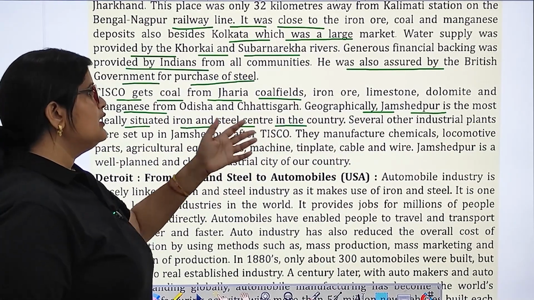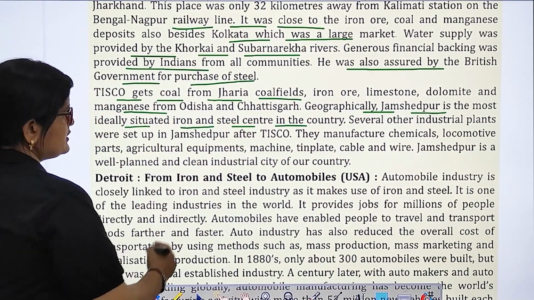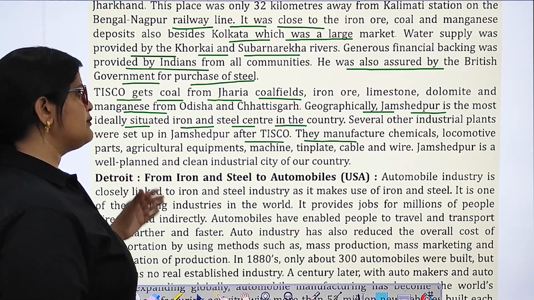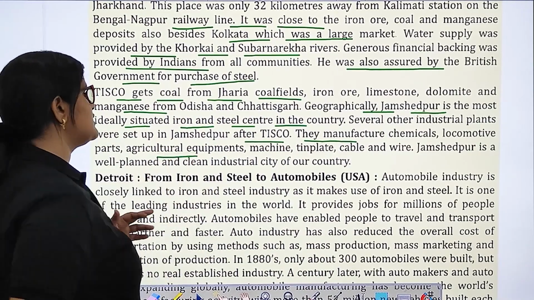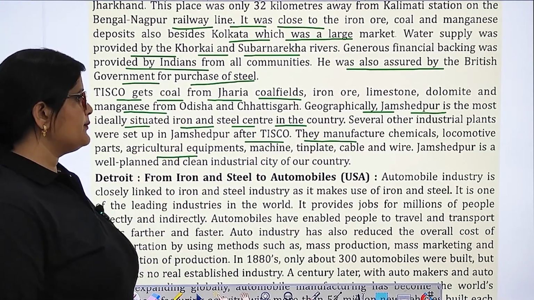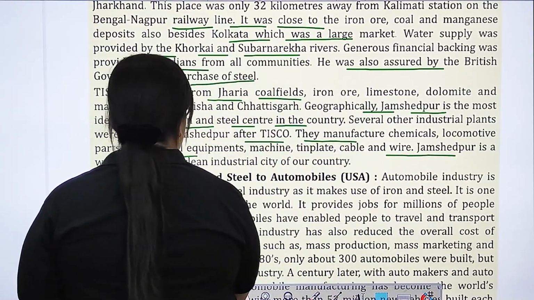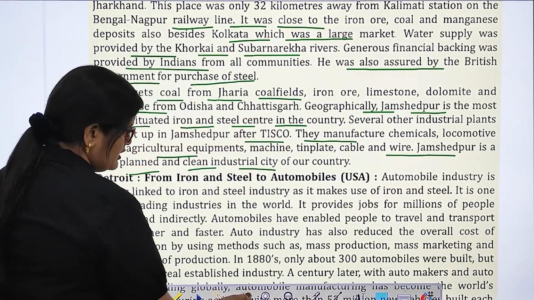So, several other industrial plants were set up in Jamshedpur after TISCO. They manufacture chemicals, locomotive parts, agricultural equipment, machines, tin plate, cable and wires. Jamshedpur is a well-planned and clean industrial city of our country.